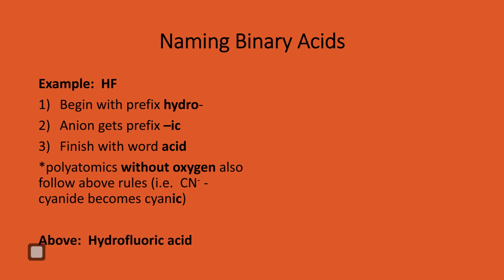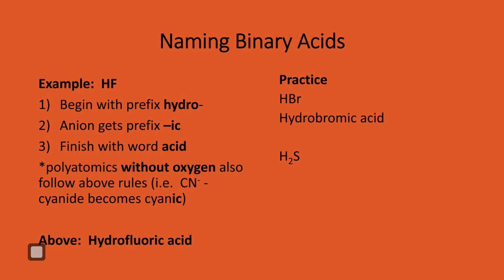Okay, the compound above is hydrofluoric acid. So again, this is because I only have 2 elements. It begins with hydro, the anion will end with ic, and then acid. So some practice ones. HBr, 2 elements, hydro, Br is bromine, so bromic, hydrobromic acid.